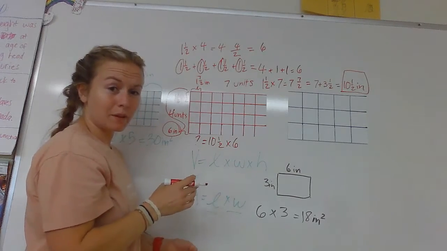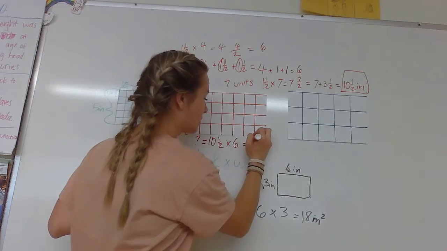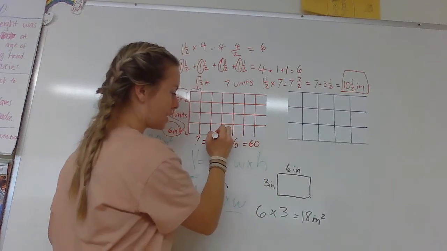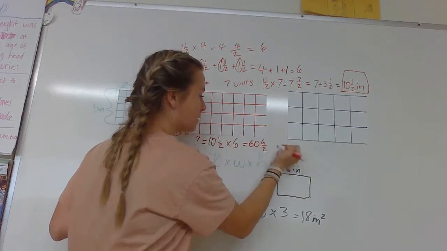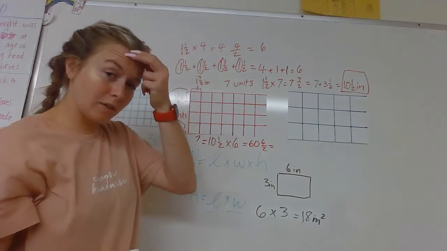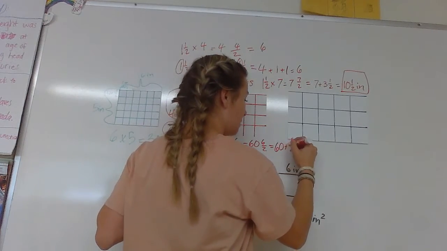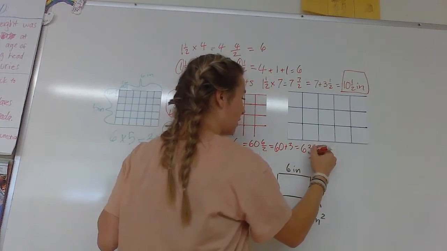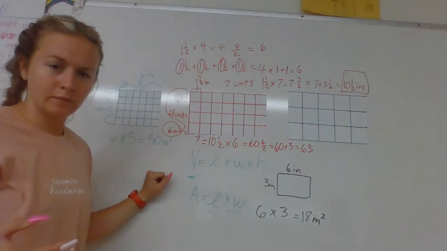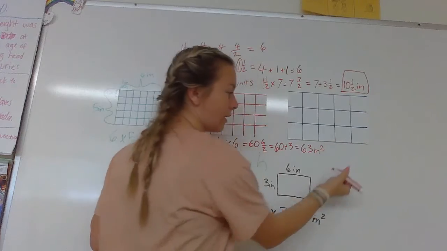Awesome, so now what I'm going to do is I'm just going to multiply that out. So 10 times 6 equals 60, and 6 times a half is 6 halves, and 6 halves really is 6 divided by 2. That gives us 3, so it's 60 plus 3, or 63 inches squared.